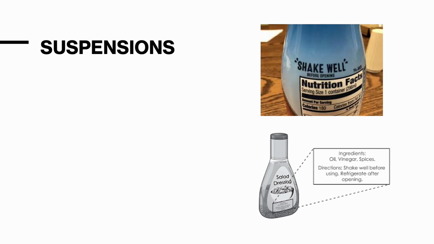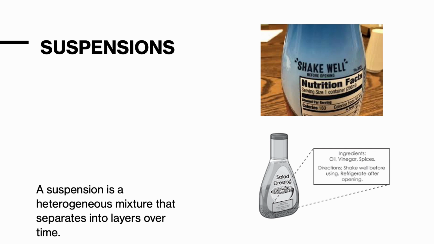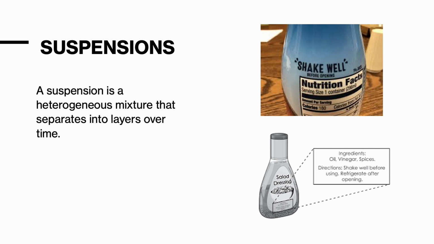Many items we use on a daily basis might just have the instructions, shake well before using. This is a good indicator that these products are suspensions. A suspension is a heterogeneous mixture that separates into layers over time.